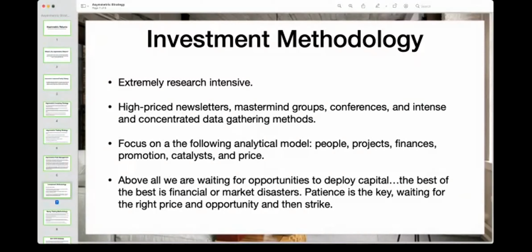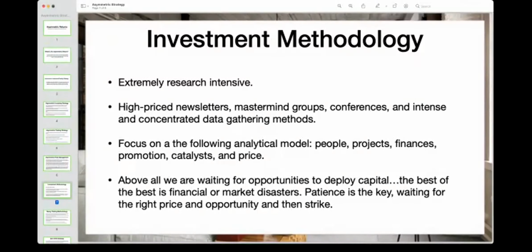It's an intense and concentrated data gathering method. So I've developed my own methodology and organization of how we get all this information and make sense of it. And we have a very specific analytical model that we follow in these types of investments. And the first thing, as I said before, is the people, finding the winners in the industry. And really that's what most of this revolves around, finding the people who have the Midas touch and basically following everything that they do. And any other project that they spin off is usually a good bet.